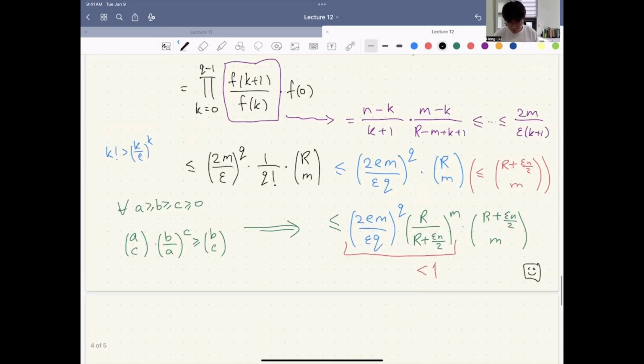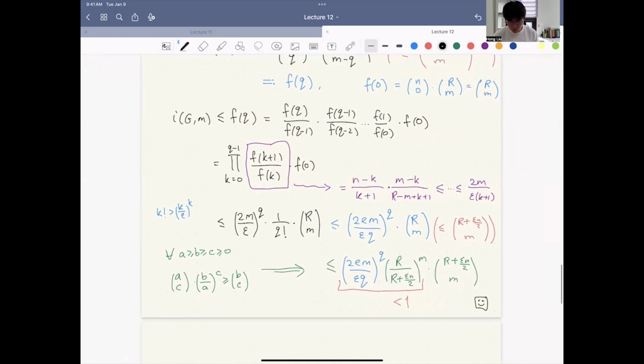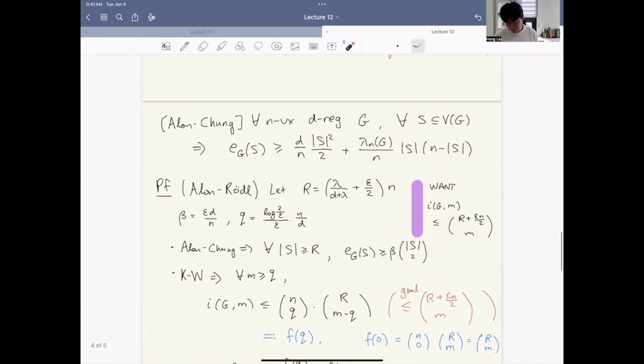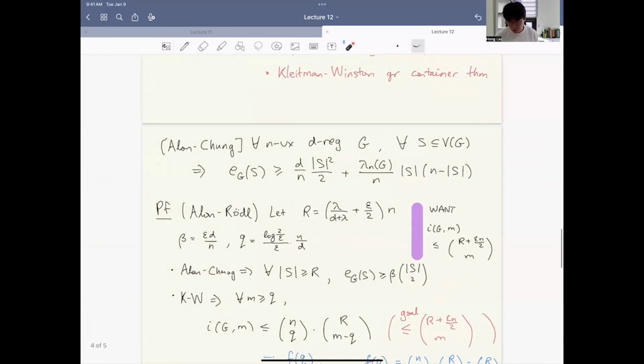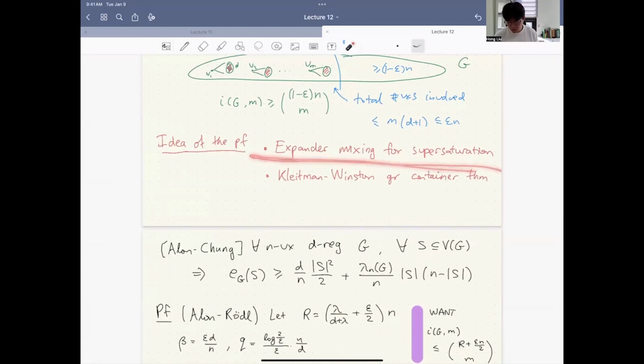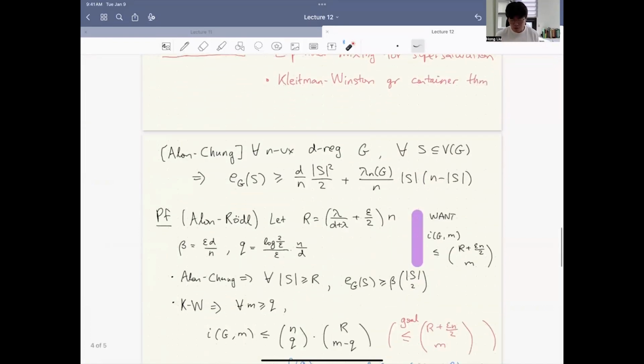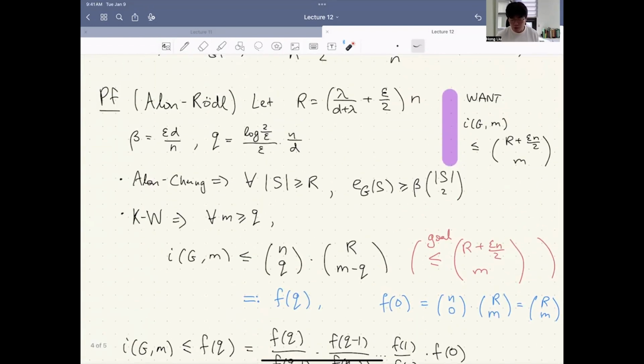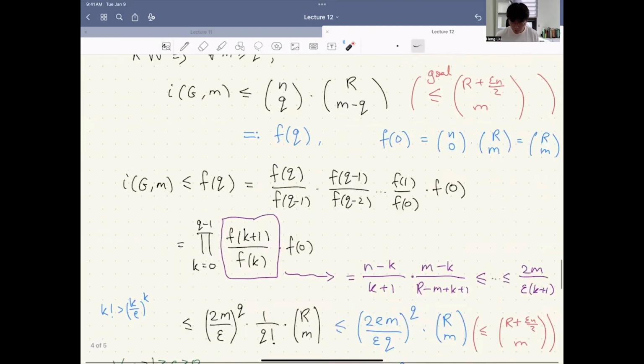Any question? I showed some kind of telescope product trick, but if you filter out the calculation, the idea is just two sentences. Use this expander mixing to get supersaturation. Once you have supersaturation, you can apply Kleitman-Winston with the correct parameter. So you might wonder, how do you choose these choices? You have to try to do the calculation yourself to get a feeling of how to fix these parameters. There's no trick.